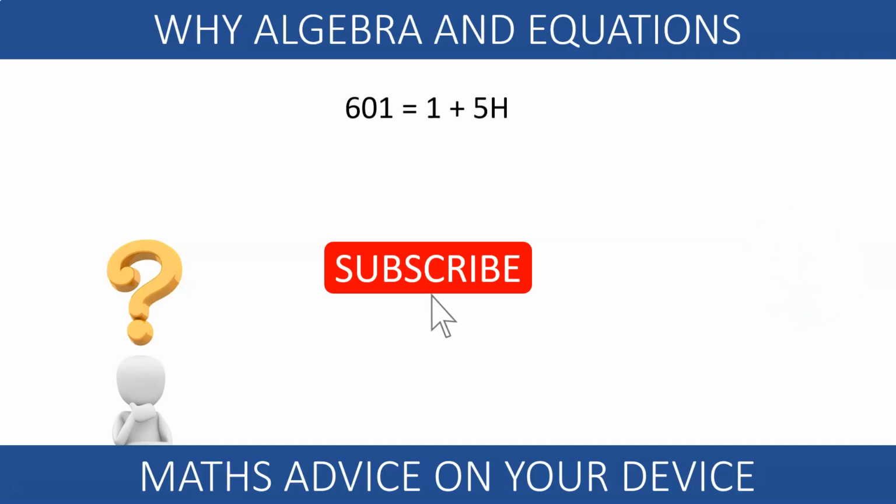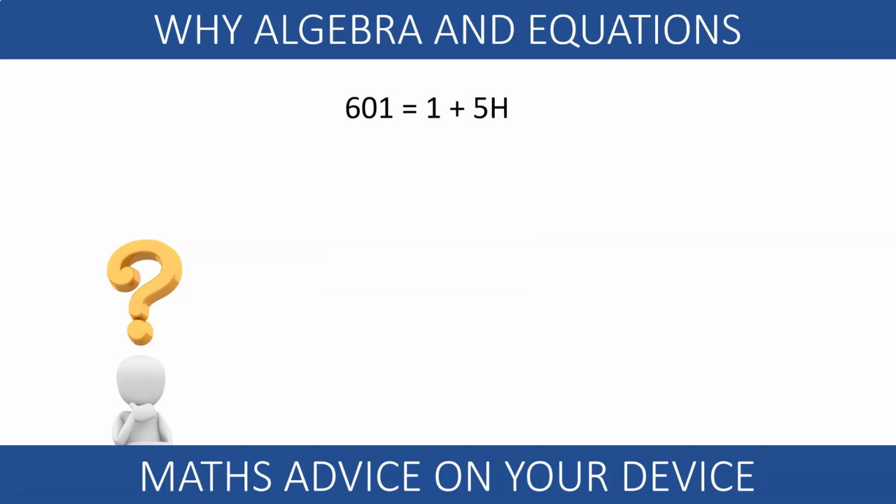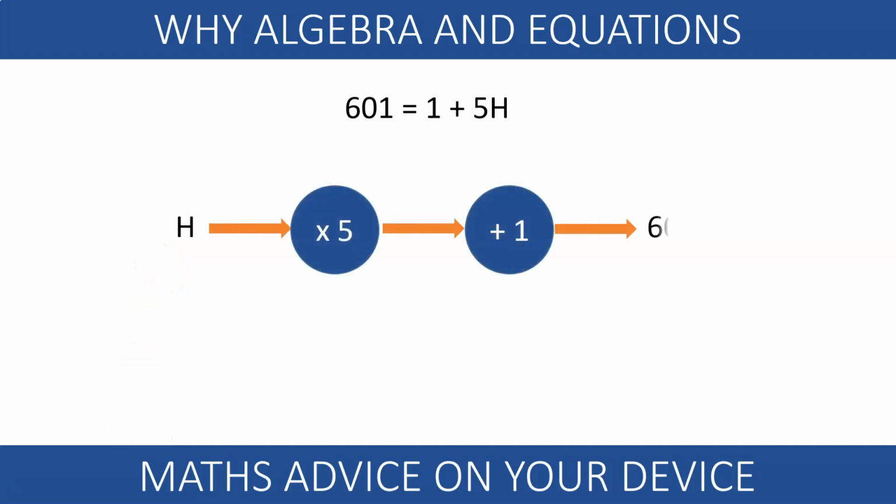Right, did you try? This problem requires you to work backwards. We need to figure out the value of h that makes m equal 601. So we need to solve the equation 5h plus 1 equals 601.